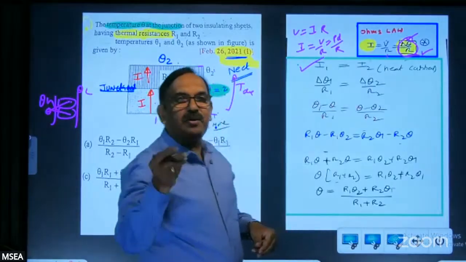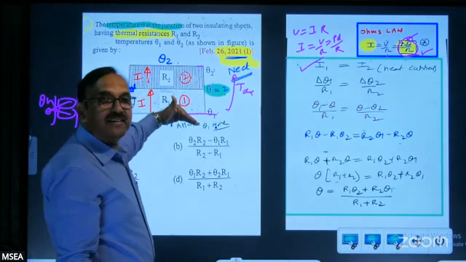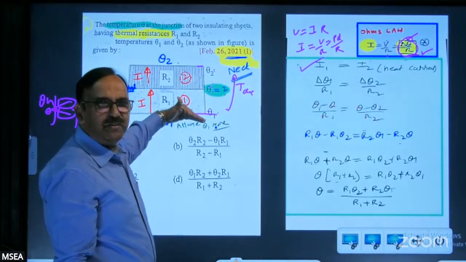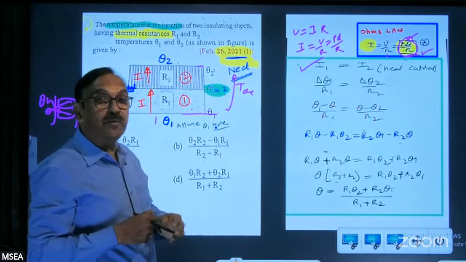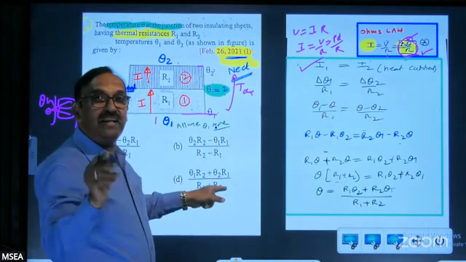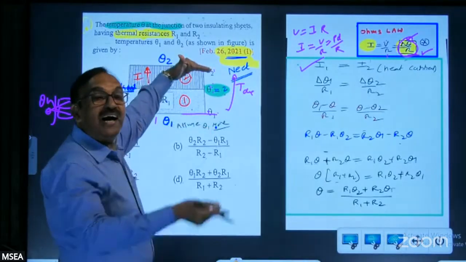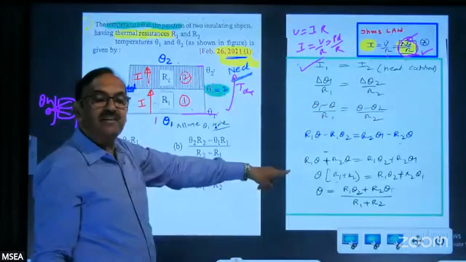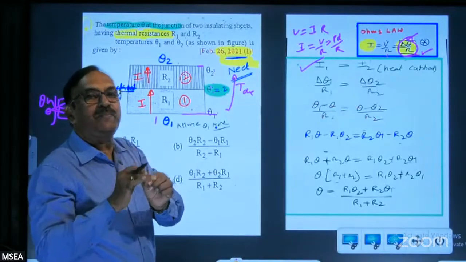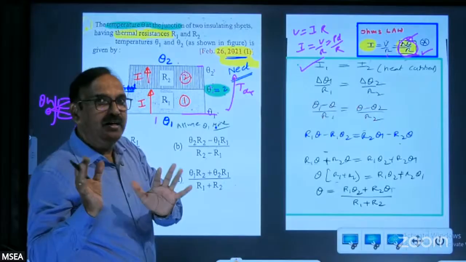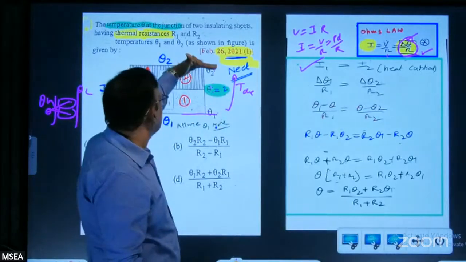Let me tell you one point there. If somebody asks, who said that this is higher temperature? No one said. It's not given anywhere. That's an assumption. But please make a note that your end answer will never depend upon your assumption. Whether you assume this higher, this lower, or vice versa, the end result will be one and the same. In such situations, when they don't specifically mention which is higher, which is lower, just comfortably assume this is higher, this is lower.